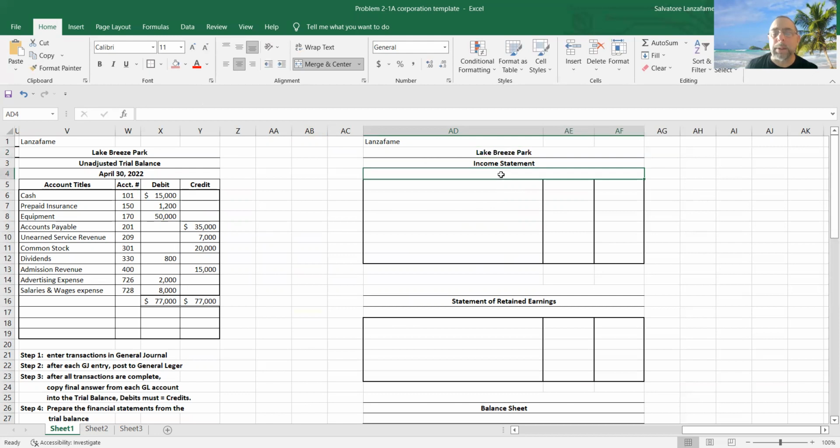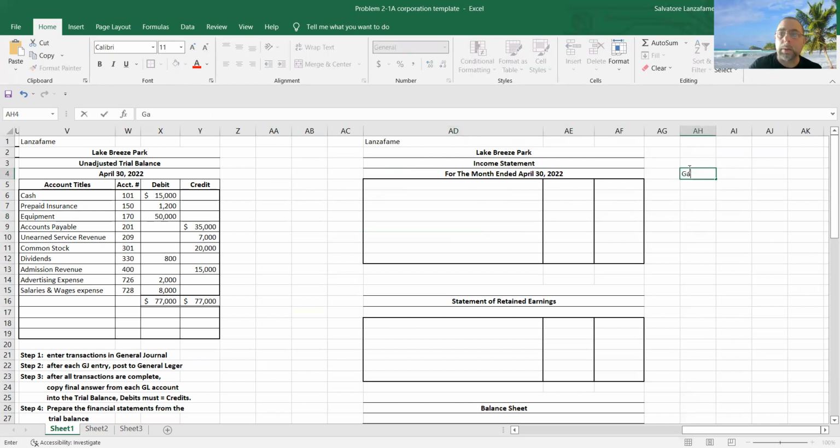And you write income statement, which is the name of the document we're doing. And then the third line, you're going to write this really long date. So for the month ended April 30th, I'm just going to write April 30 though, 2022. And make sure that every part of your heading is centered above the document. Very, very important.